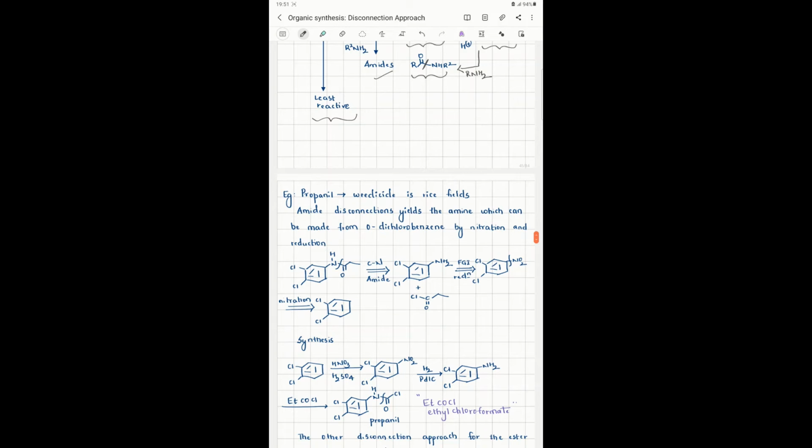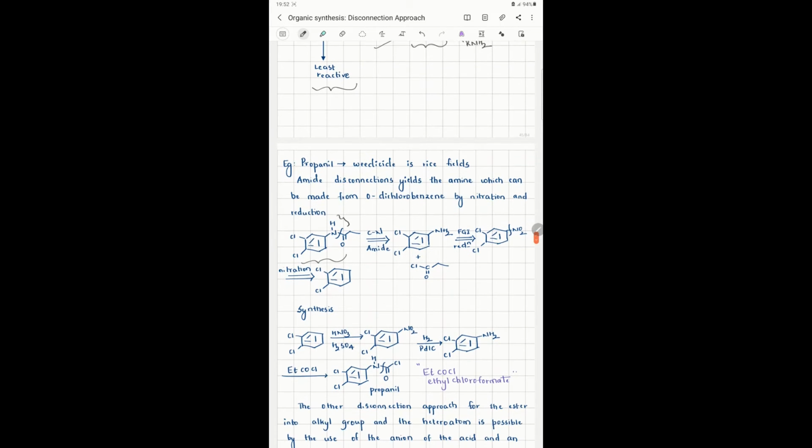Now for example, propanil, which is a weedicide in rice fields. This particular compound that is going to be dealt with as an example is called propanil. The structure is this. In this propanil system, we can observe there is an amide system. So amide disconnection yields the amine, which can be made from orthodichlorobenzene by nitration and reduction. So how do we do this disconnection? The target molecule is called the propanil system.